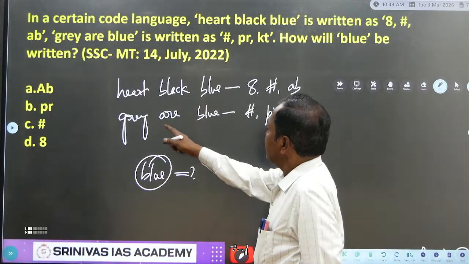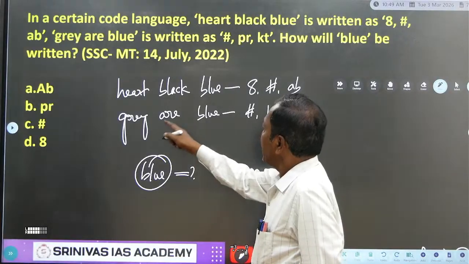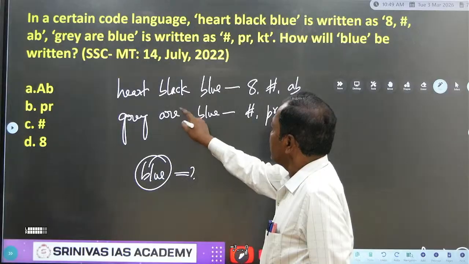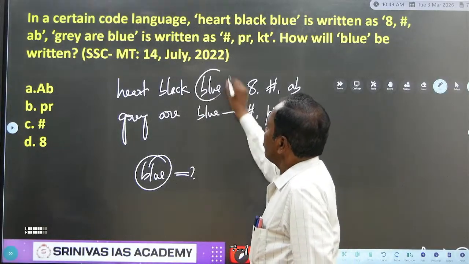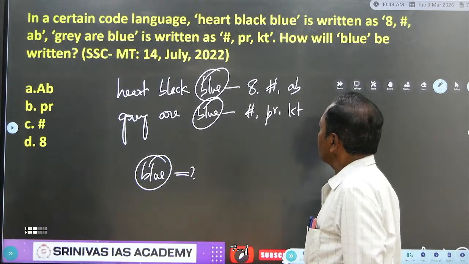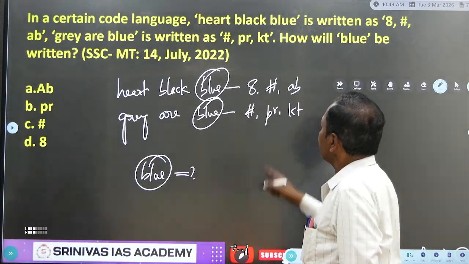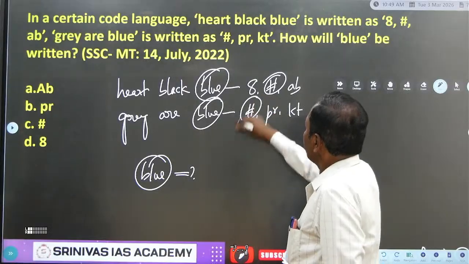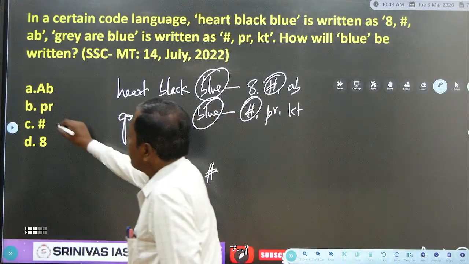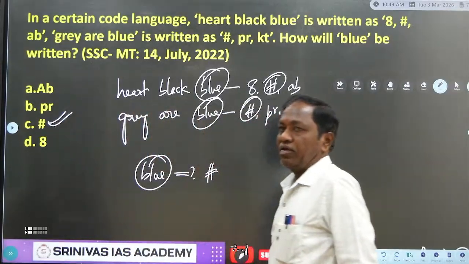Heart cannot be seen here. Black also cannot be seen here. Gray cannot be seen in the first group. It means what is the common word for blue, what are the commonalities among these two groups? Eight cannot be seen here. Ash can be seen here. Ash. So this is what? Ash. Option C.